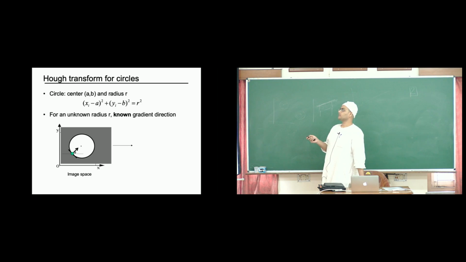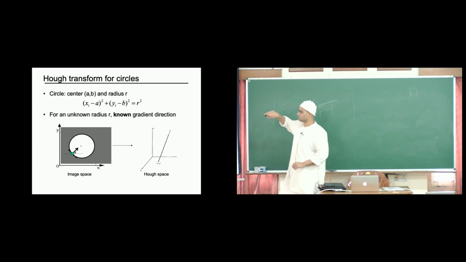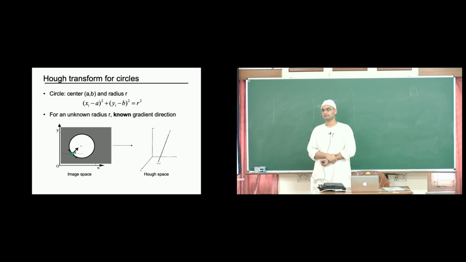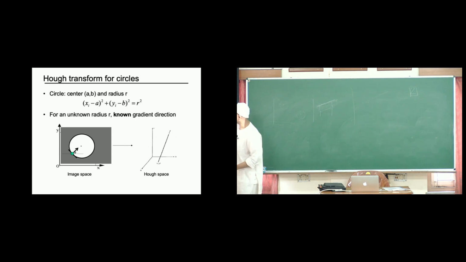So for unknown radius, for known gradient direction, the advantage here is that the gradient direction is known. So you know that the circle center would be only on this line, because you know the gradient. Every time you know the gradient, one dimension, the problem becomes a little bit easier. You now know that the circle won't be here and here and here. It is fixed to one direction.